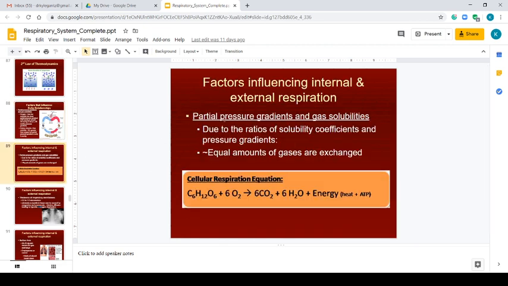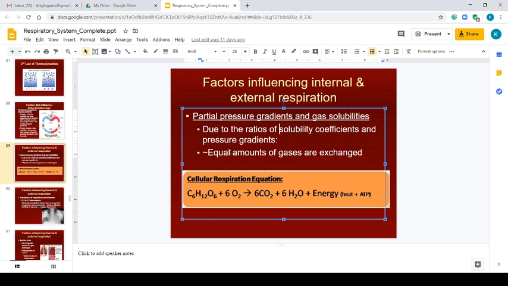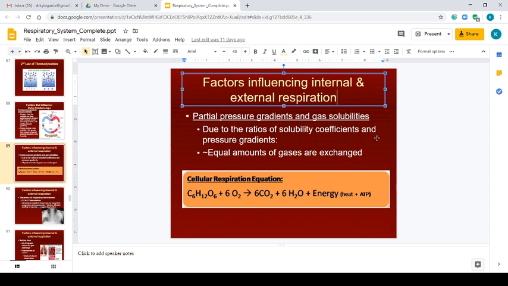Well, as this goes, in internal and external respiration, due to the ratios of solubility coefficients and pressure gradients, equal amounts of gases are exchanged, right? So we have higher pressure of oxygen but lower solubility, and we have super soluble carbon dioxide but lower pressure. But what results is that there's equal amounts of these gases that are exchanged. So it's not like we more readily do oxygen than carbon dioxide. We have to do that equally, right?